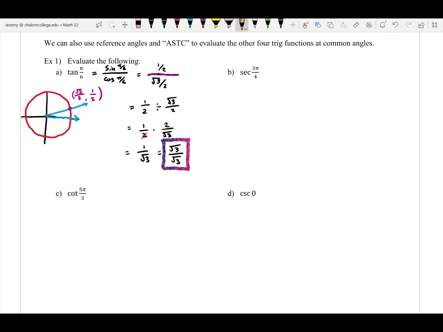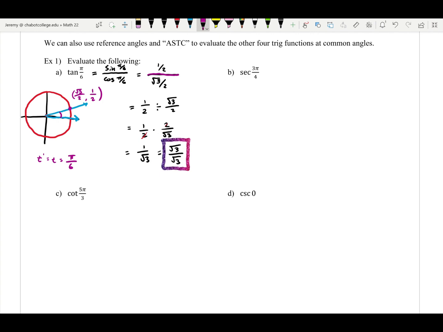Okay, so in this case, it was pretty straightforward because this angle right here, pi over 6, is the same as its reference angle. So t prime is equal to t, which is equal to pi over 6. Okay, so this is kind of a softball problem here.